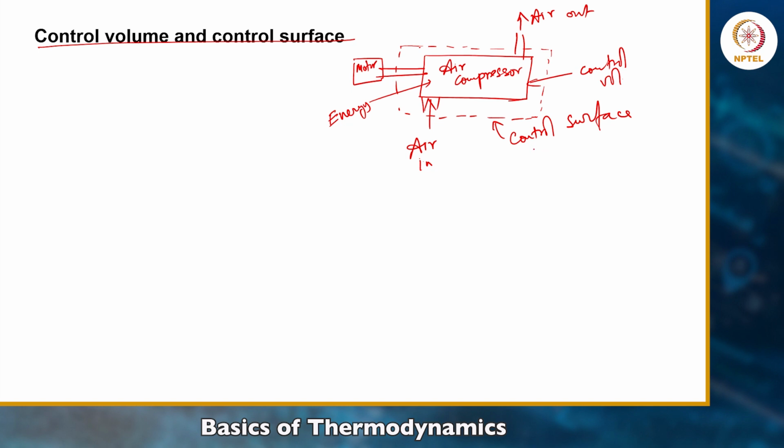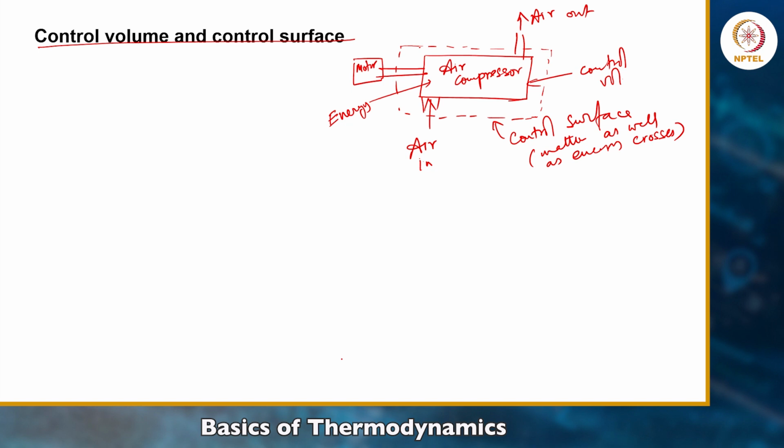Matter as well as energy crosses the control surface. But in a closed system, volume can change when matter flows. When matter flows, the system is called a control volume.